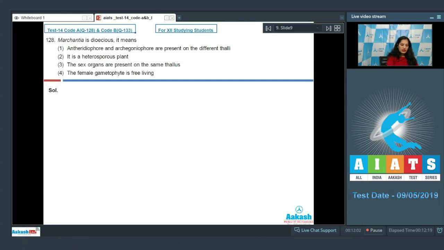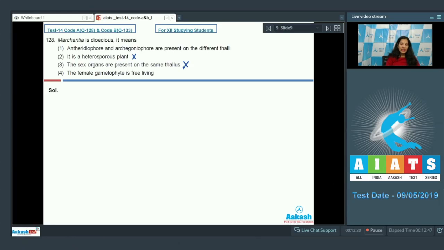Here, see the options. Marchantia is dioecious, it means it is heterosporous? No. No bryophyte is heterosporous. All bryophytes are homosporous and Marchantia is a bryophyte, hence it is also homosporous. The sex organs are present on the same thallus? No, this condition is monoecious. When a plant is monoecious, the sex organs are present on the same thallus. For example, Pinus is monoecious.